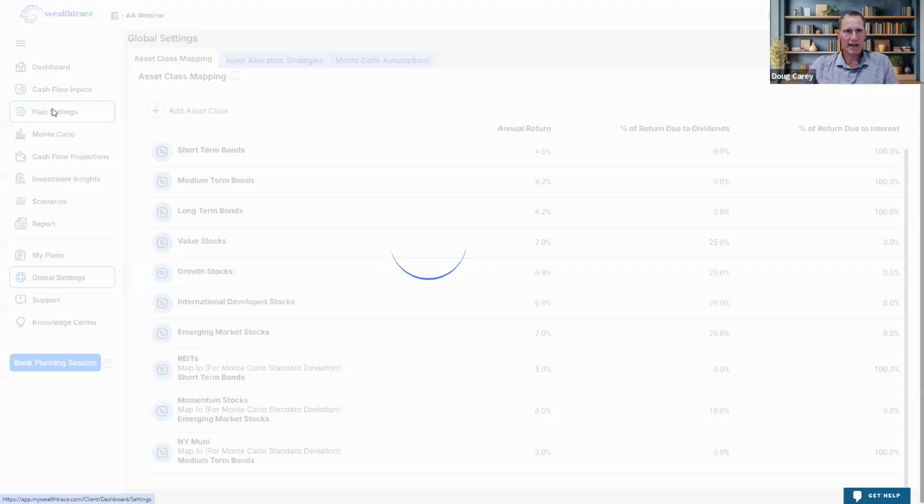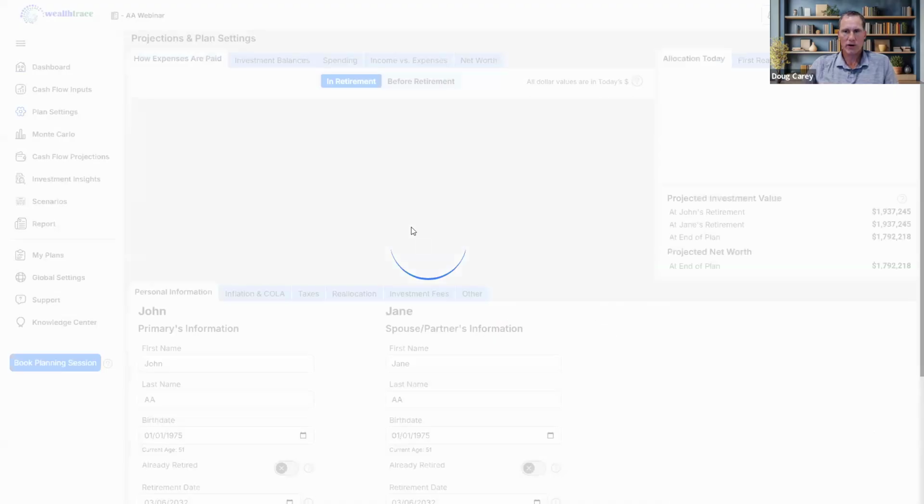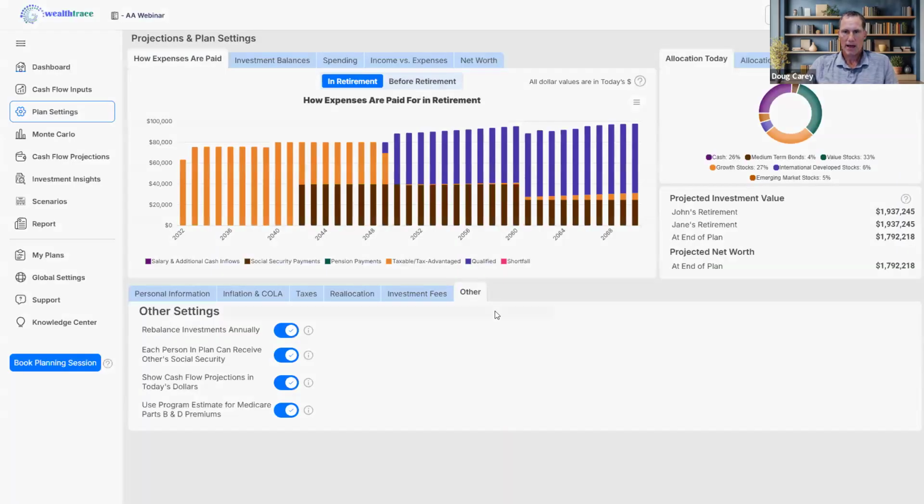Okay, I said I would talk about rebalancing and reallocating in the software a bit more. And I want to show you, where do you rebalance or where do you set the setting to do it? It's right here under plan settings in the other tab, rebalance investments annually. I have it turned on. So at the end of every year, it will set back each account's mix to where it was at the beginning of the year. So that keeps that drift we mentioned from occurring. Now you can turn it off, but with the projections with stocks having a higher return, the drift is definitely going to occur. So I'm going to leave it on.